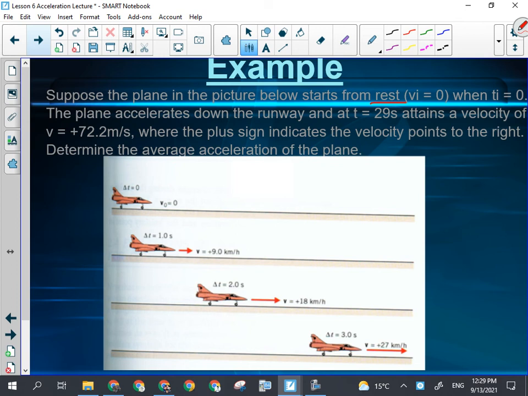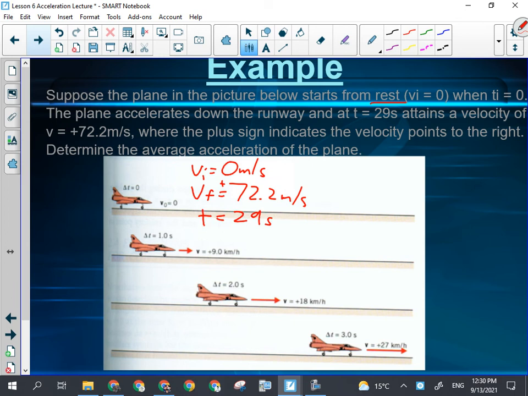The plane accelerates down the runway, and at time 29 seconds is at a velocity of 72.2 meters per second, positive, where the plus sign indicates to the right. Determine the average acceleration of the plane. So anytime we're solving a problem in physics, we want to write down our givens. The first thing they told us was VI is 0 meters per second. They told me VF was 72.2 meters per second, and that was a positive value. They told me that that took 29 seconds. All right, those are my givens.